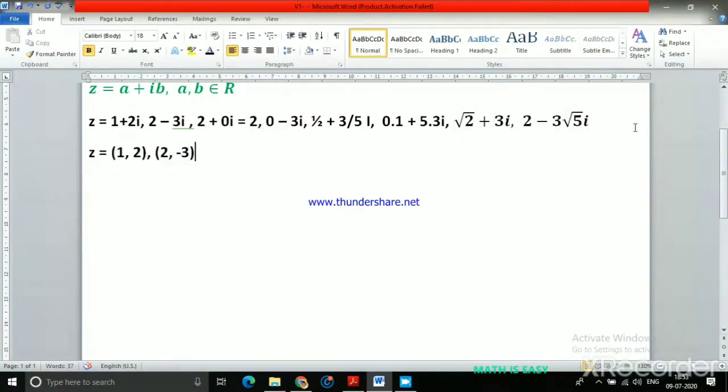Okay. So here let me write one more thing. As I said, it can be something like 0 plus 0i, where a and b both are 0. Okay. So here I consider the b value is 0. Here I consider the a value is 0. And here I consider a and b both values are 0.